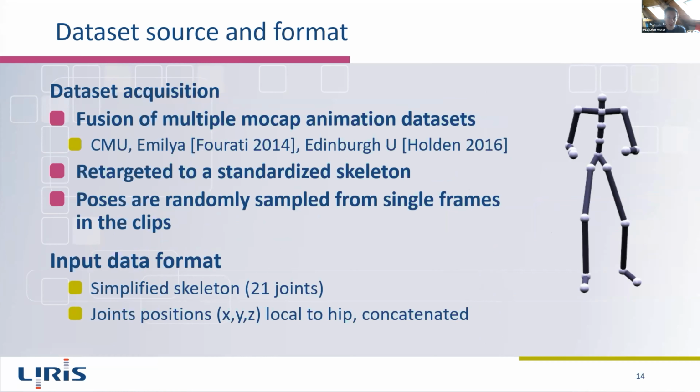For the source of our data, we are fortunate: in our field, animation data is fairly available for research. So our pose dataset is built by joining together multiple existing motion capture datasets. We take all the clips from the other datasets, we retarget the skeletons to a common one, and then when training, we just sample single poses from these clips. As input to our networks, we use a simple skeleton representation, which is a vector of the joint positions in space concatenated. So for a 21-joint skeleton, our input is a single 63-value vector.